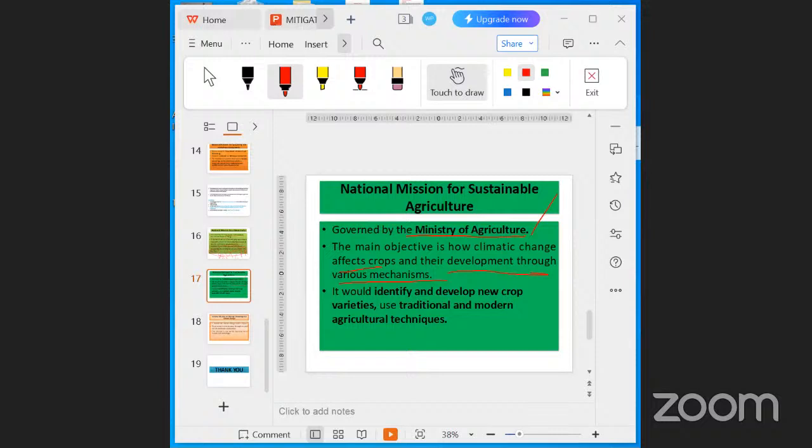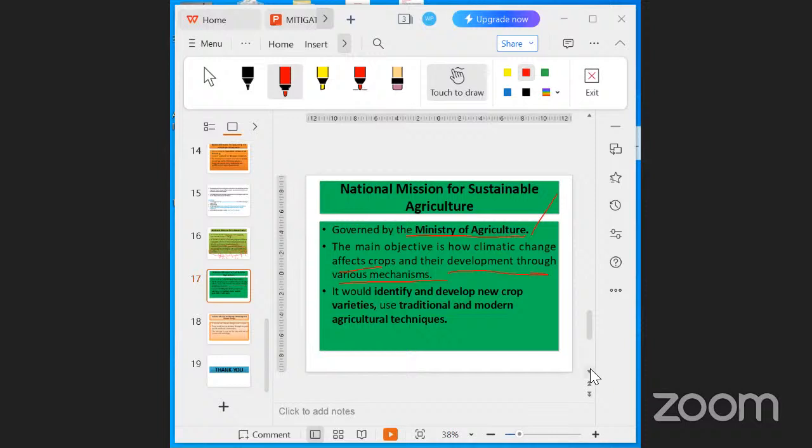So what does this mission aim to support? Climate adaptation in agriculture through development of climate resilient crops, okay, an expansion of weather insurance mechanisms, and also promoting better agricultural practices. All together, it talks about sustainable agriculture for the future.